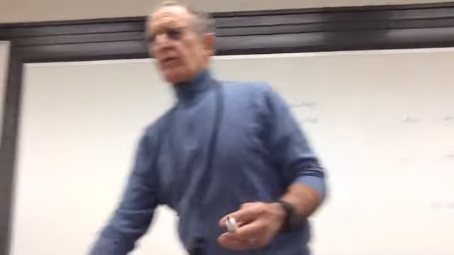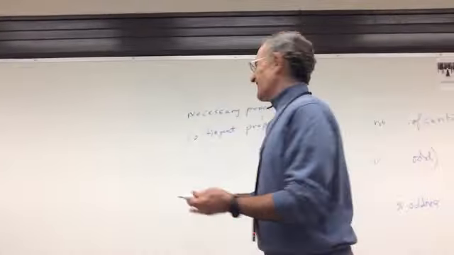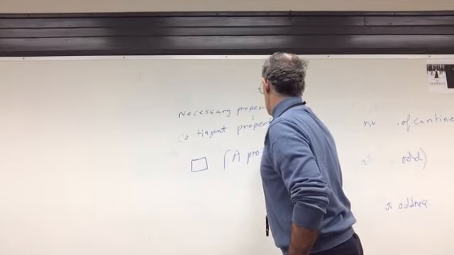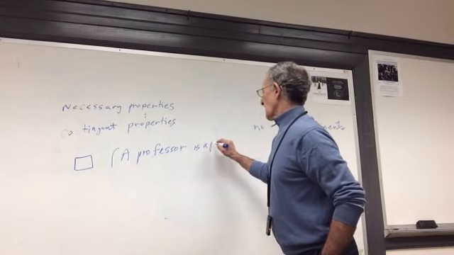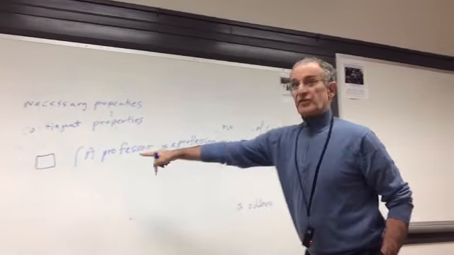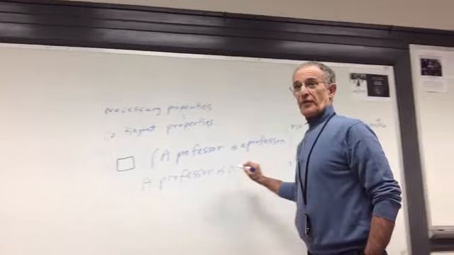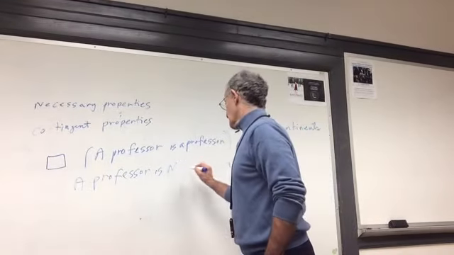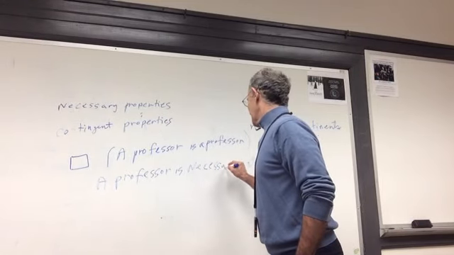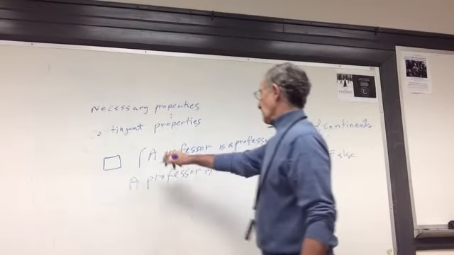Being a professor? Yeah, being a professor is a contingent property of professors. So if you say necessarily a professor is a professor, that's going to be true. This is the proposition that a professor is a professor. But a professor is necessarily a professor is false, because a professor might have been a cab driver, very likely, given the job market for professors. A professor is necessarily a professor is a false statement, because a professor is possibly not a professor.